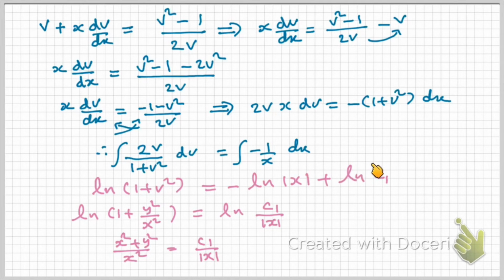And the next step is, this is like log a minus log b becomes log of a by b. So ln of c1 divided by mod x. I removed log from both sides. The ln is gone from both sides. So this is what I have. The next step is to take away this modular sign. So that's going to give me plus or minus c1. And plus or minus c1 I would call as another constant, which I'm going to call c now. So this is what I would be getting.